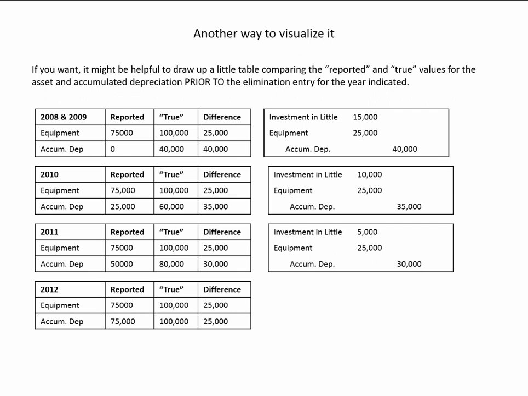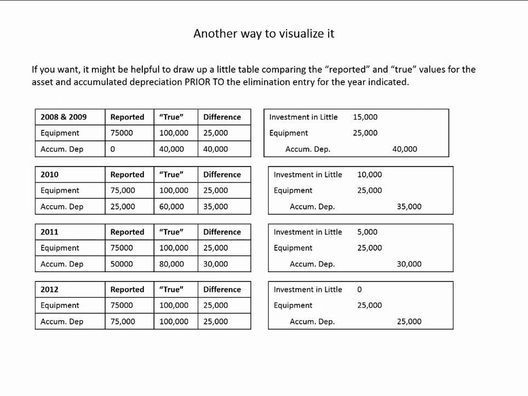And finally, in 2012, again, the asset was completely used up. It was completely depreciated in 2011. So in 2012, the asset has a 0 book value. But again, the reported values, cost of 75,000 less accumulated depreciation of 75,000, the true values, cost of 100,000, accumulated depreciation of 100,000. So again, our job is to get from point A to point B, to get from the reported values to the true values. And so we increased the equipment and we increased the accumulated depreciation.